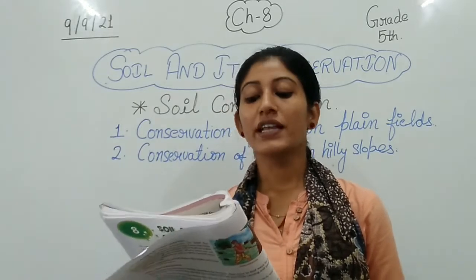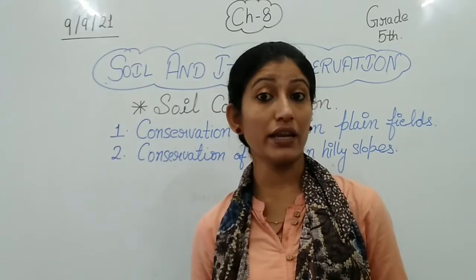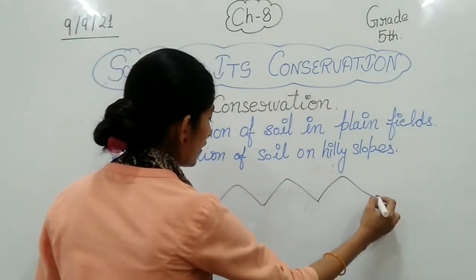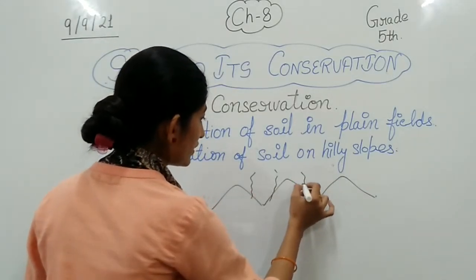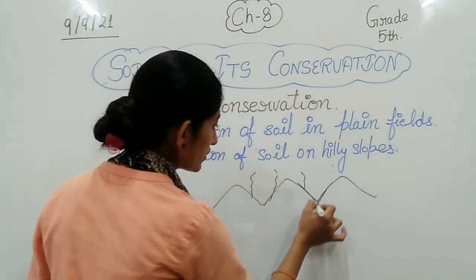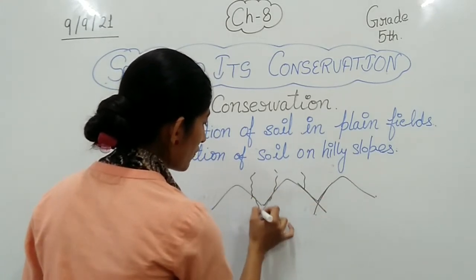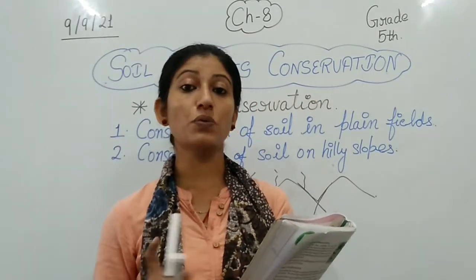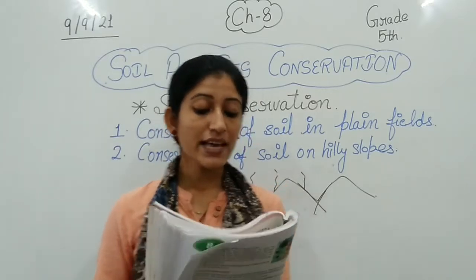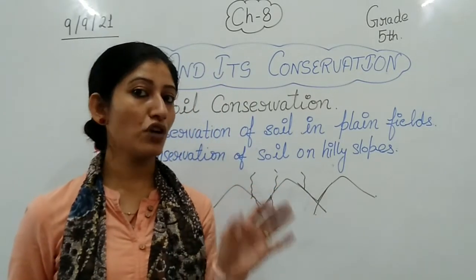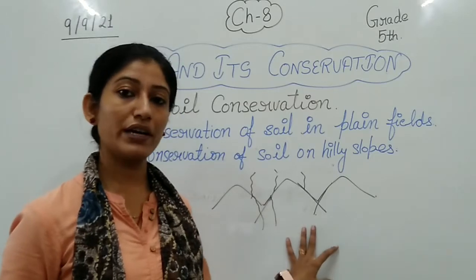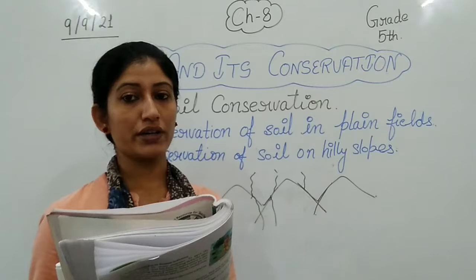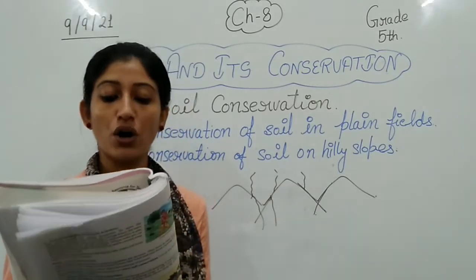On hilly slopes, the flow of rainwater is very rapid. We know that when these are the hills and these slopes, if the water flows like this, the flow of water is very strong. So it is saying, on hilly slopes, the flow of rainwater is very rapid. This carries away a lot of topsoil. Now you can understand very well how it can carry away the topsoil.